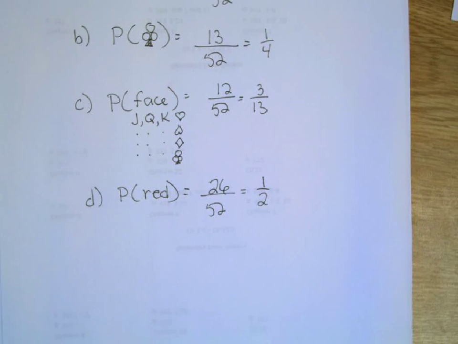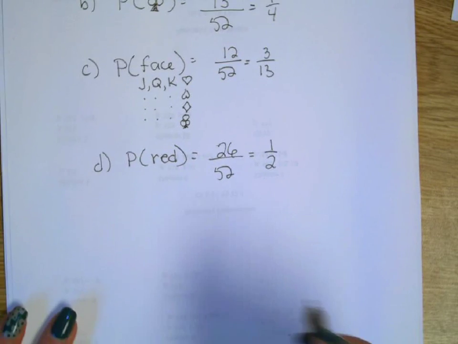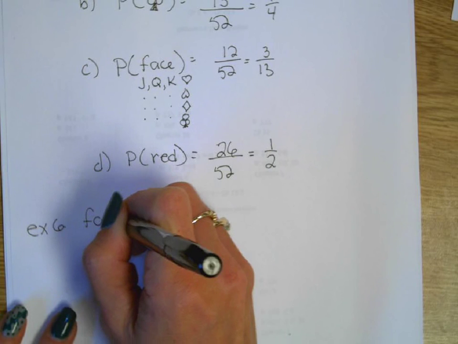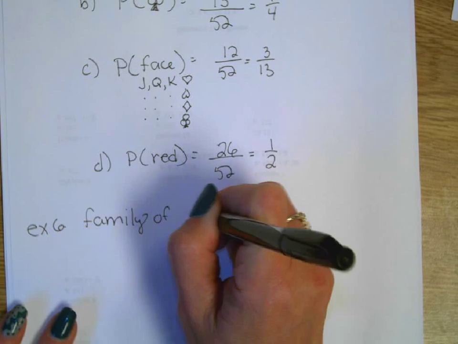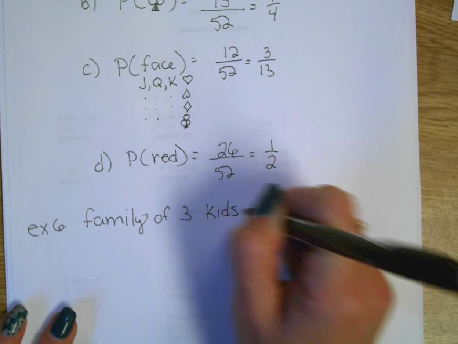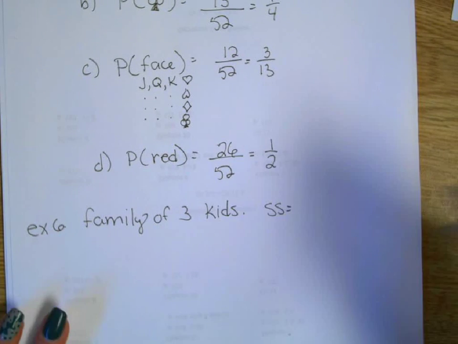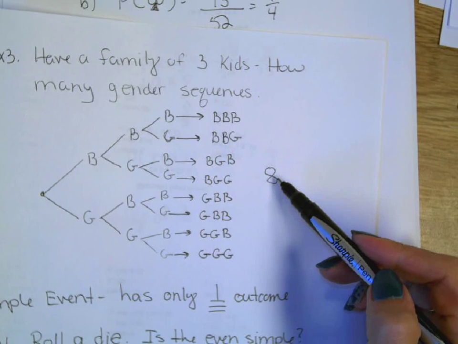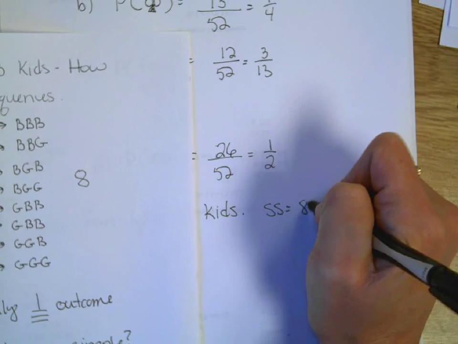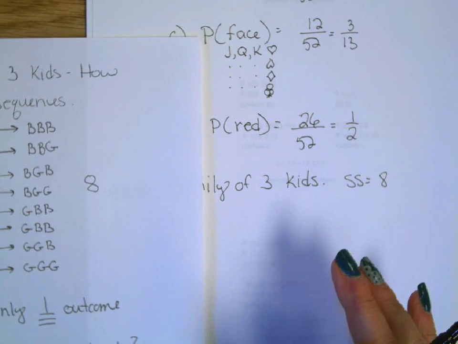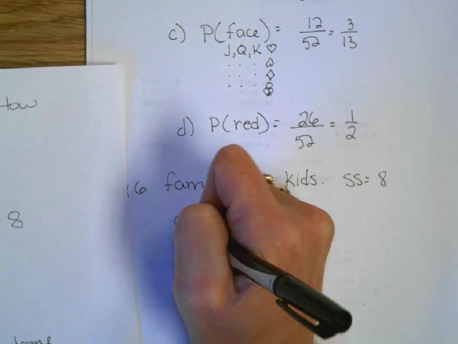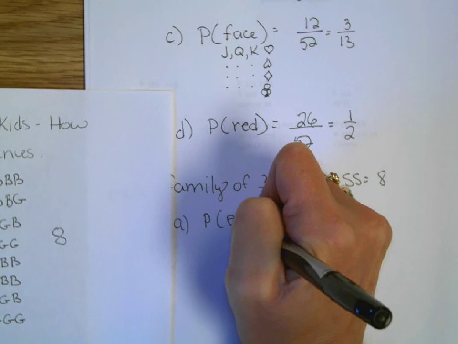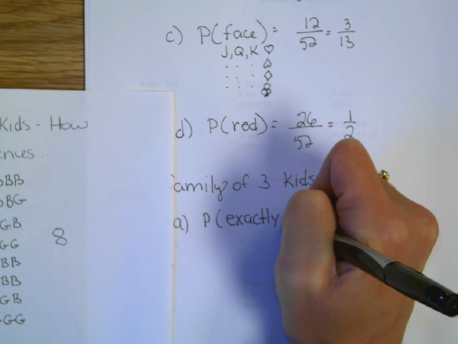And then our last set of questions is going back to that family of 3 kids and the gender sequences. So we'll go back to the family of 3 kids. We still need our sample space. If I go grab that set of notes right here. The family of 3 kids, there was a sample space of 8. So all of my probability questions are going to have a denominator of 8, but then I'll have this handy. So my first question, what's the probability that when you have your 3 kids, you have exactly 2 boys?